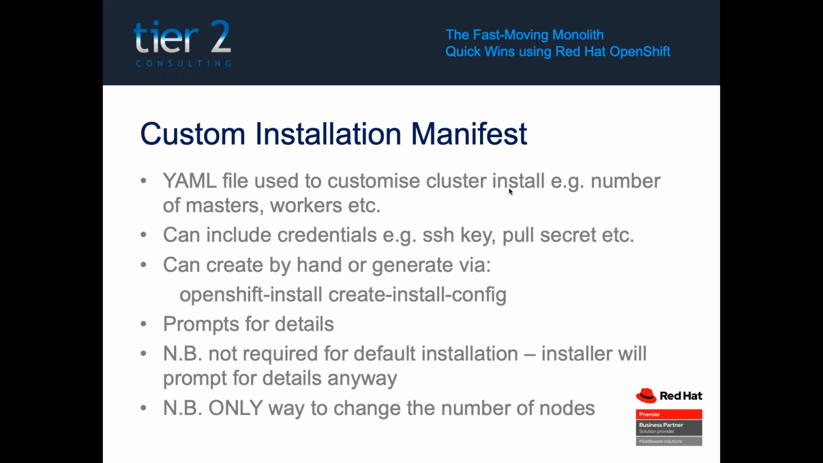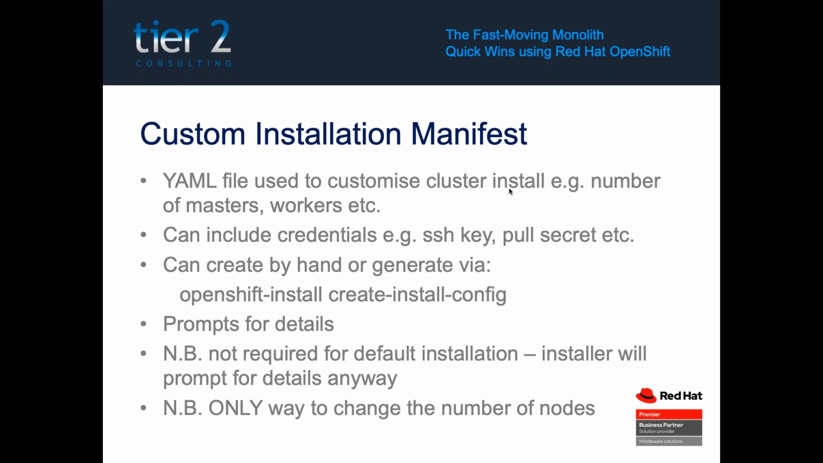This installation file can be created by hand. I'll show you an example of one we created by hand, but it can also be created by the installer itself. You'll see the command there, openshift-install create install-config. This will generate a vanilla installation config for us, and it will prompt us for the details that we need, for example the SSH key information, pull secret, and so on.